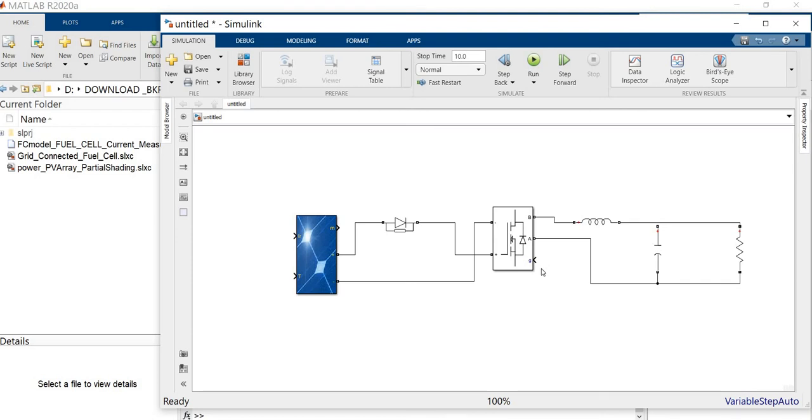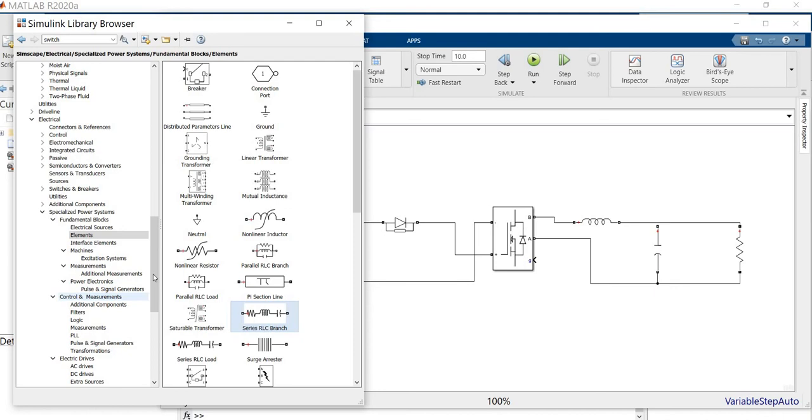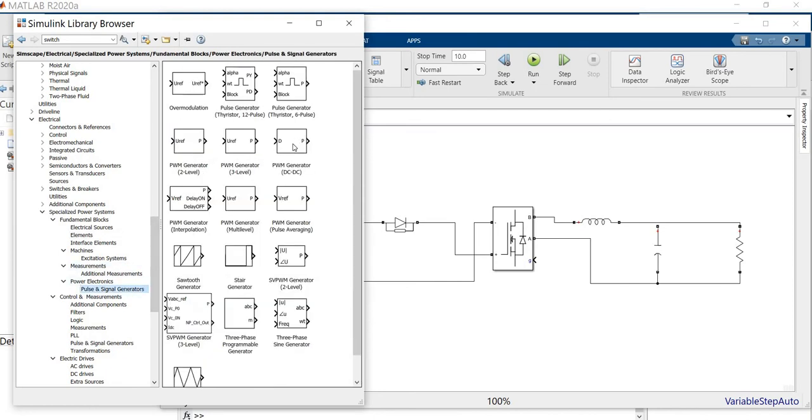the gate signal. So how are we going to develop the gate signal? Sinusoidal pulse width modulation. I am going to get this sinusoidal pulse width modulation from the block of pulse and signal generation, that is the PWM generator for 3 level.